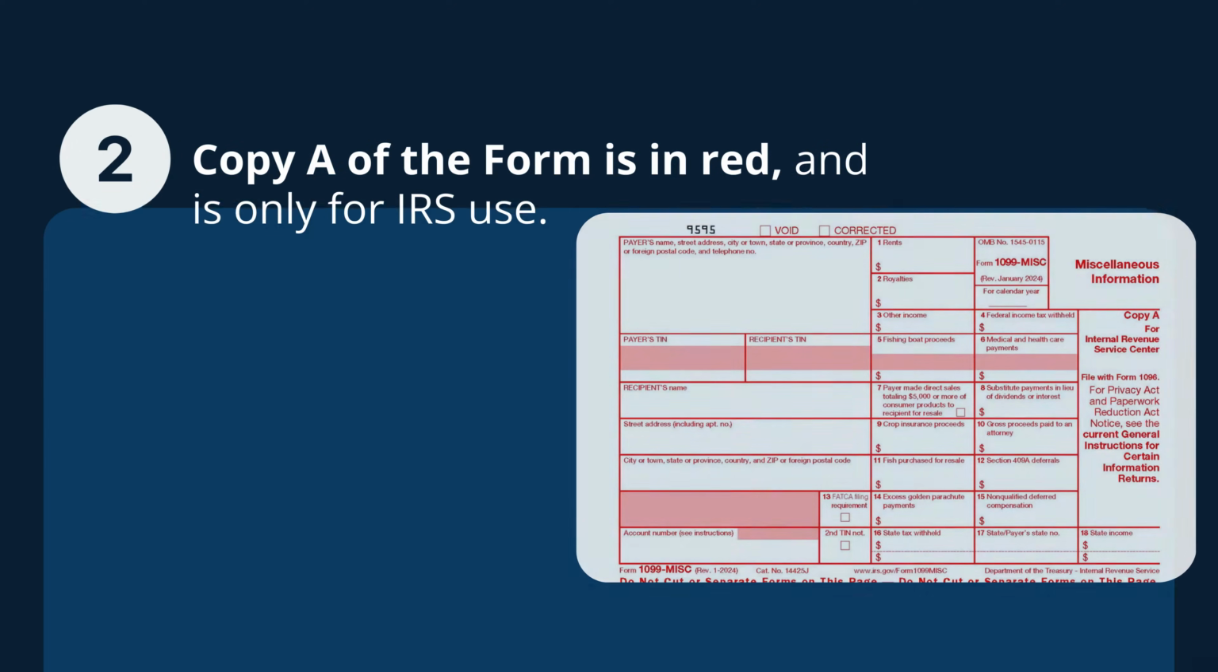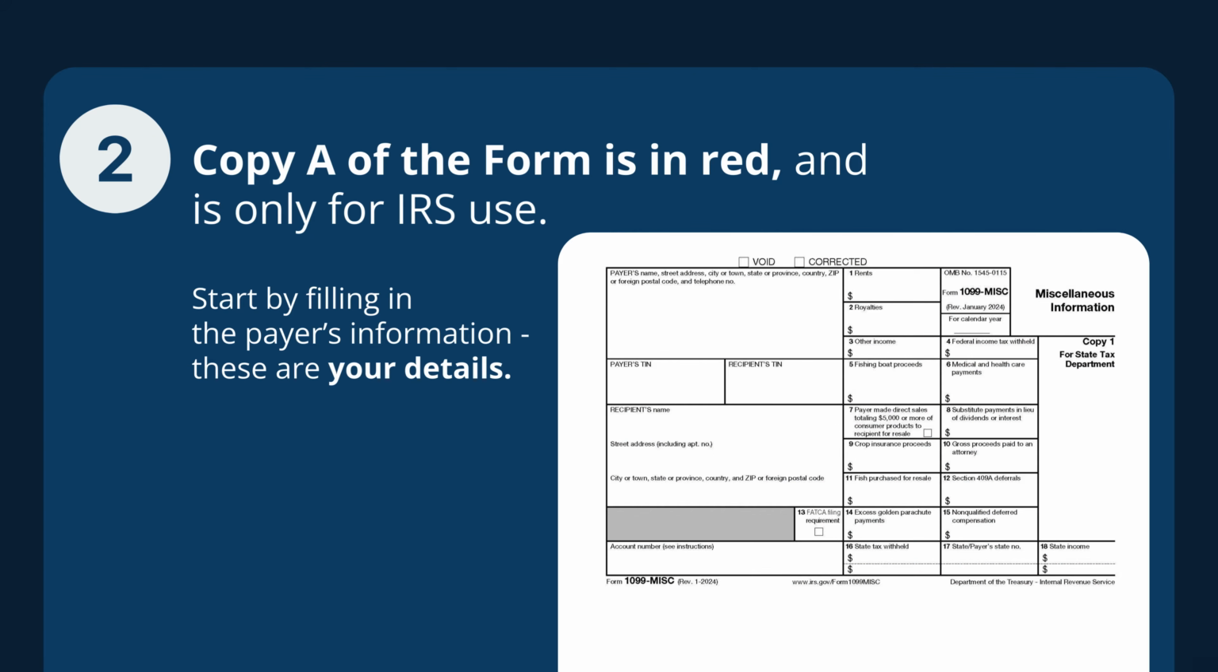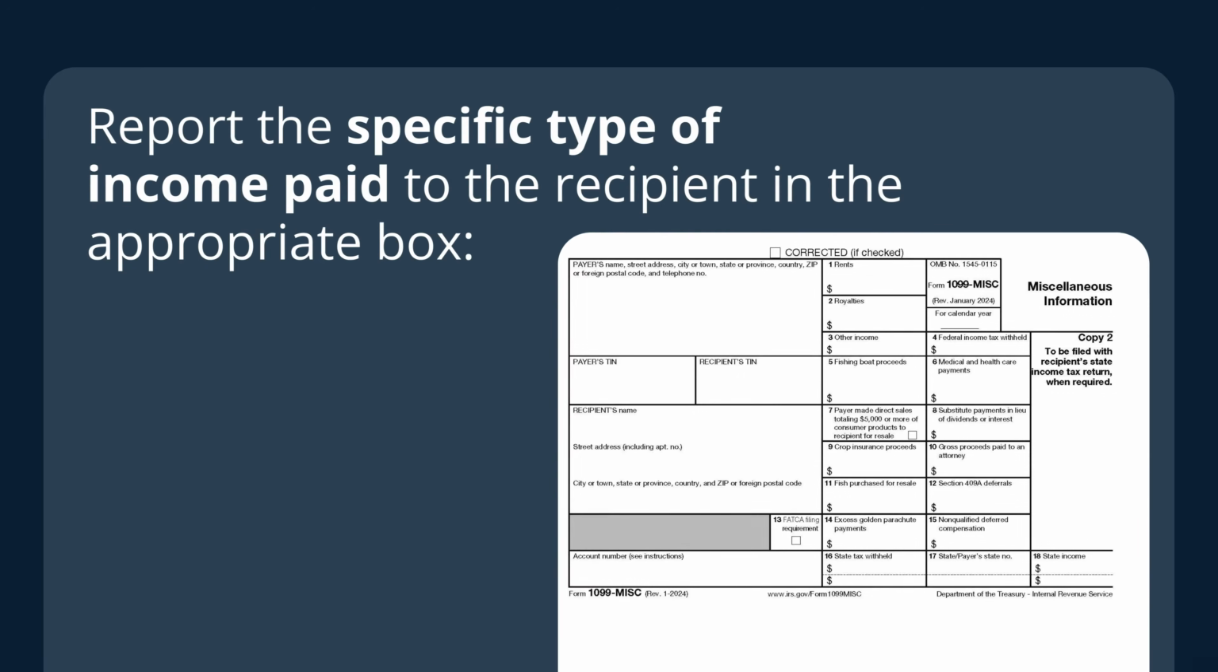Now, the form itself. Copy A of the form is in red and is only for IRS use. You only need to complete the black parts of the form. Start by filling in the payer's information. These are your details. Next, record the recipient's details you've collected. And then comes the most important part. Report the specific type of income paid to the recipient in the appropriate box.